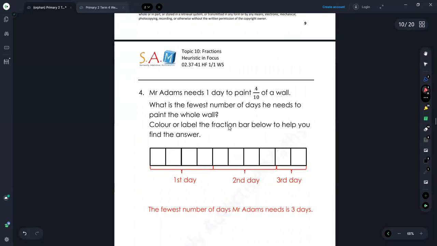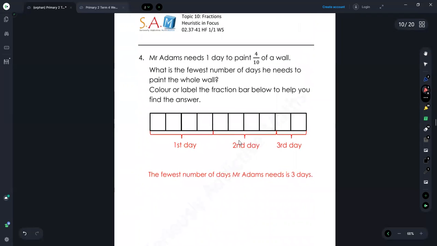So I thought this question would be good to do with them. It's phrased differently. Mr. Adam needs 1 day to paint 4/10 of a wall minimum. So draw first of all 10 parts, and then the first day is 4 out of 10. So every day you can paint at least 4.